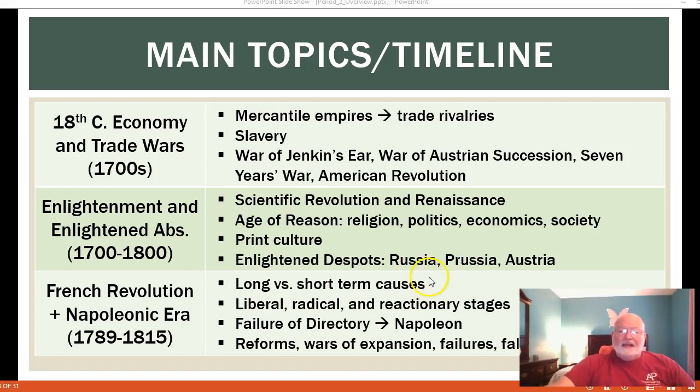And we're going to be talking about the enlightened despots. Russia, that's going to be Catherine the Great. Prussia, Frederick the Great. And Austria is going to be Joseph II. And some people throw Maria Theresa on that list, his mother. The French Revolution, we're going to look at the long versus the short-term causes. It's very liberal. Then it becomes radical and reactionary. And we're going to talk about AC/DC again.